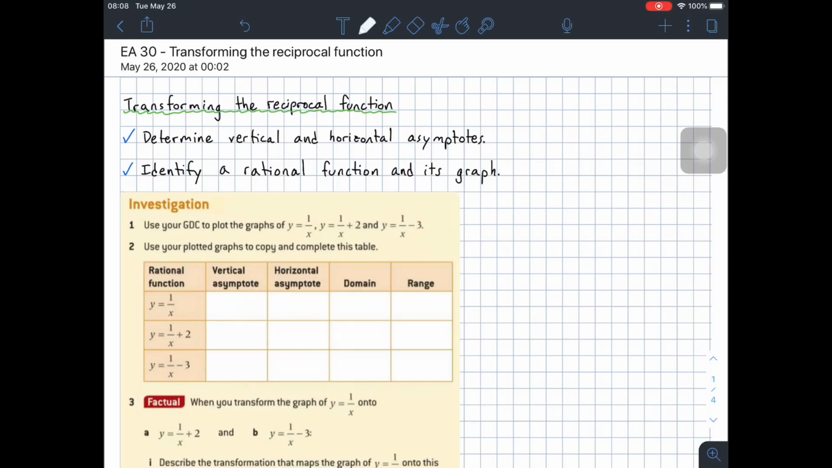Hello juniors, today we're going to be studying electronic assignment 30, which is transforming the reciprocal function. And basically what we're going to do is apply some of the transformations we have seen in chapter 1 and see how the reciprocal function behaves whenever we apply these different types of transformations.